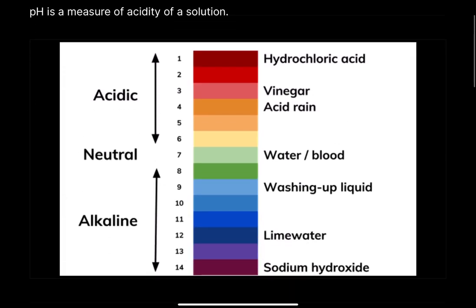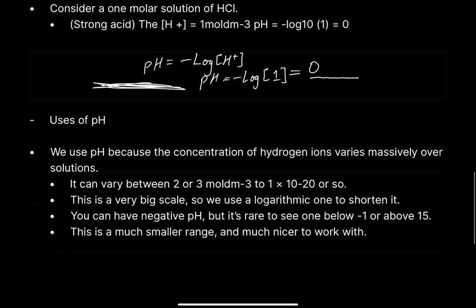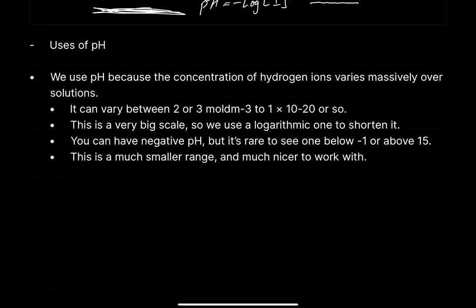And acids usually have pHs lower than 0, right? Bringing it back to the reasons why we use pH. We use pH because the concentration of hydrogen ions varies massively over solutions. If you ever think about why we actually use pH, the reason is because the values are so large. Logarithms allow us to condense a large range into a smaller range that's easier to write down.